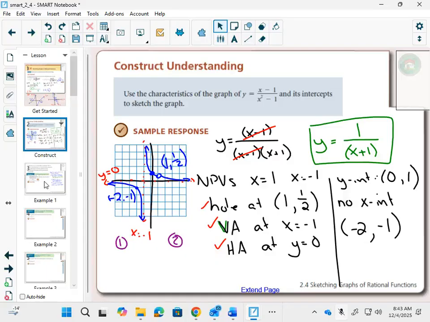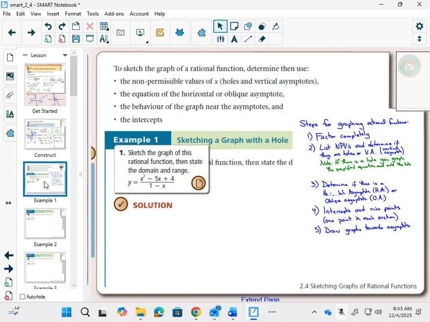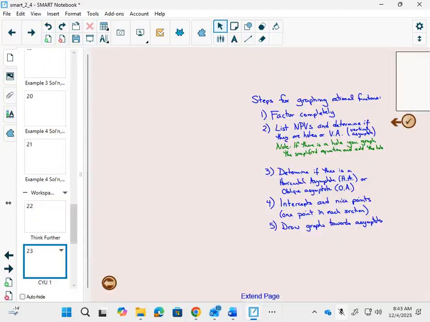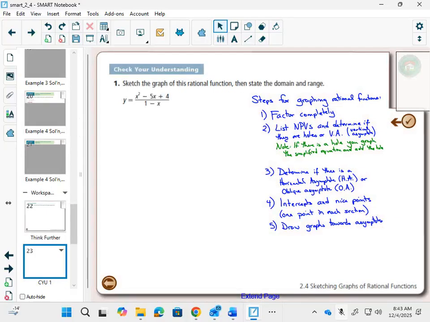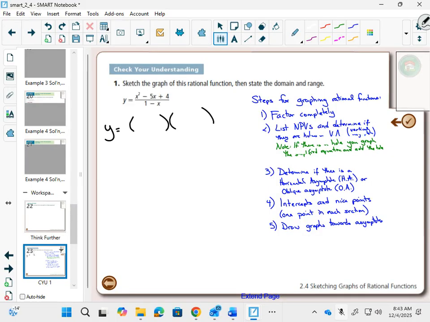For 2.2, 2.3, and 2.4, these steps are the main ideas. I mean, there's a lot in there, but these steps are the key thing. So today we're going to see what are some other little details that might show up. This one is a good example of that because I factor to start with, and the top factors to x minus 4, x minus 1.